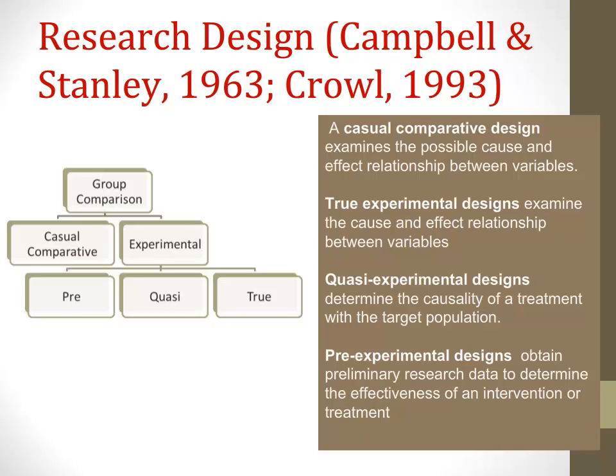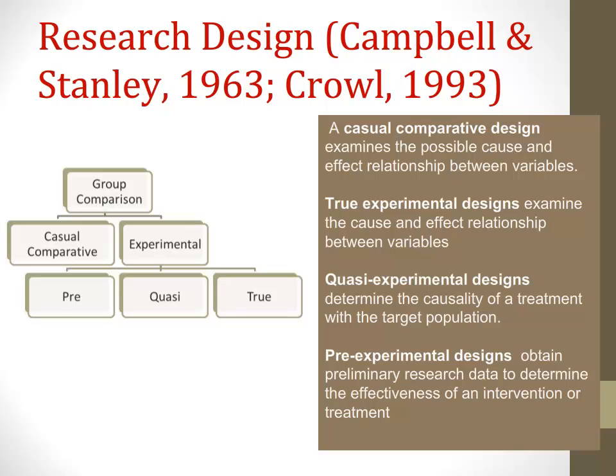Now let's talk a little bit about quasi-experimental designs. Quasi-experimental designs determine causality of an intervention or treatment with a target population very similar to the true experimental design. Quasi-experimental designs use a control group and allow the researcher to manipulate the treatment, but they do not include random assignment of participants. So there are two primary characteristics of a quasi-experimental design: manipulation and control. Quasi-experimental designs use existing groups, such as classrooms of students, and assign them to either a treatment or a control group.